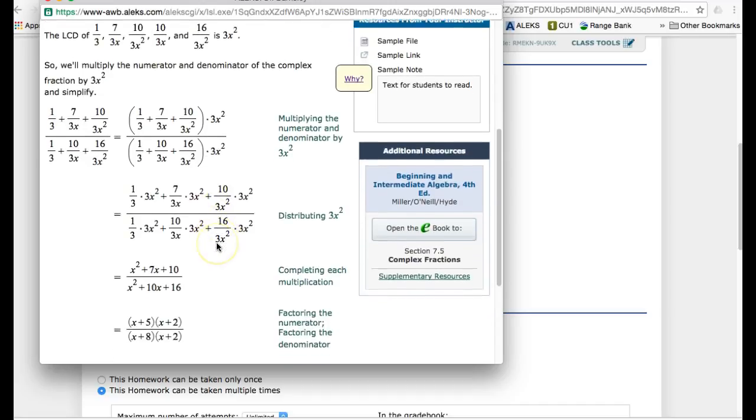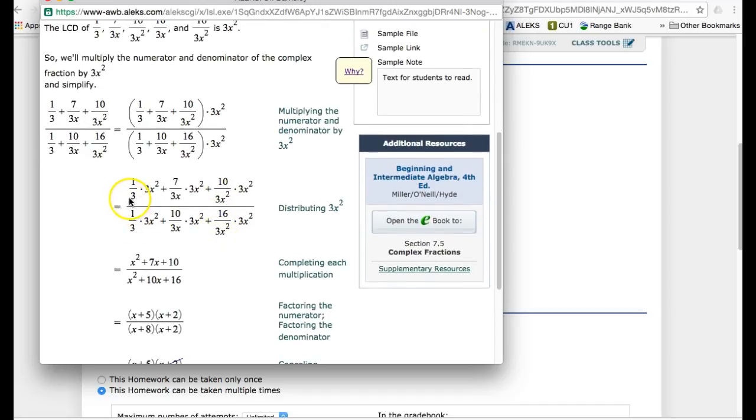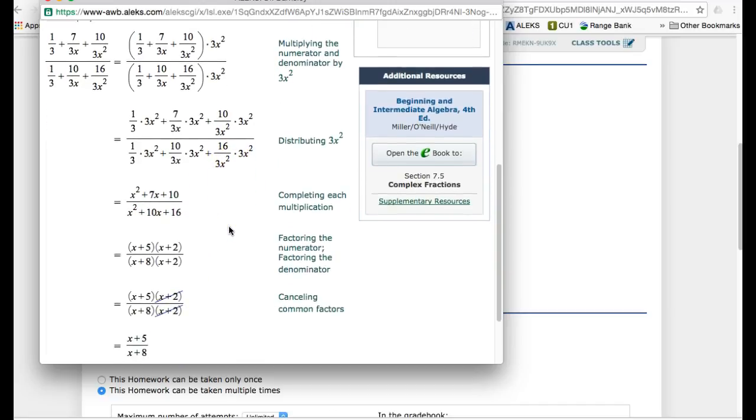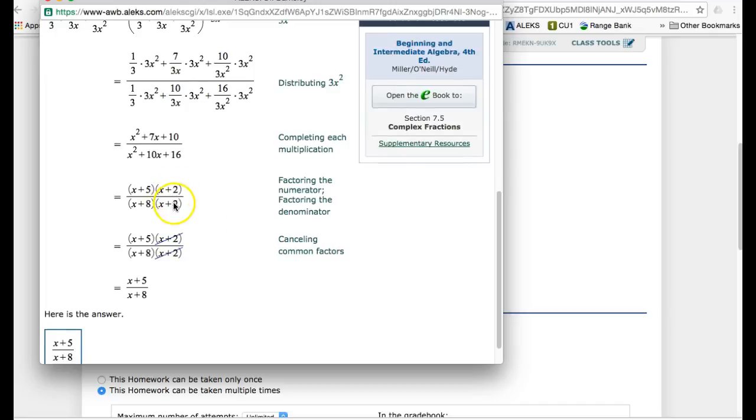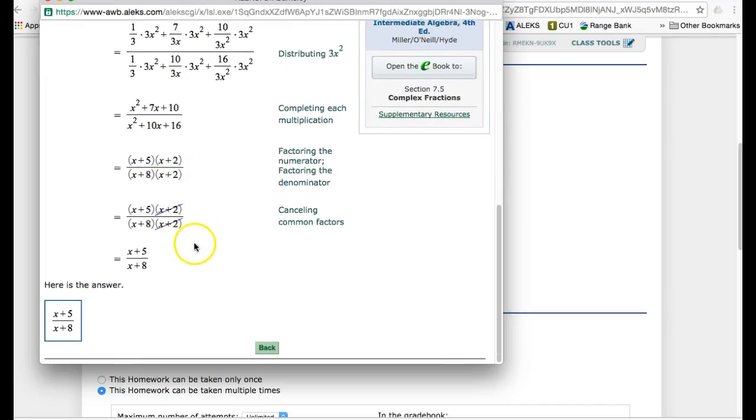Now they're not showing you the canceling anymore, but that 3 cancels with that 3, and that's where we got the x squared. This 3x cancels with 3, and then one of these x's, leaving you a 7 and an x. That's right there. And then this 3x squared cancels with this 3x squared, of course, leaving you with the 10. On the denominator, the 3's cancel, leaving you with x squared. The 3's cancel, one of the x's cancel, leaving you with 10x. The 3x squared cancel, leaving you with 16. Again, we then factor the bottom, cancel the x plus 2's, and there's our answer.